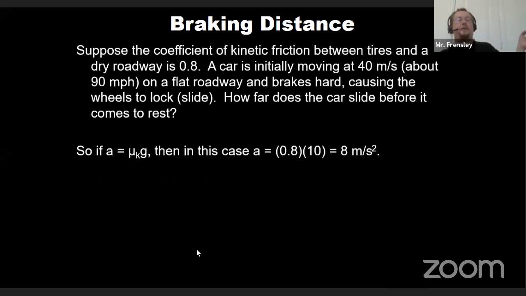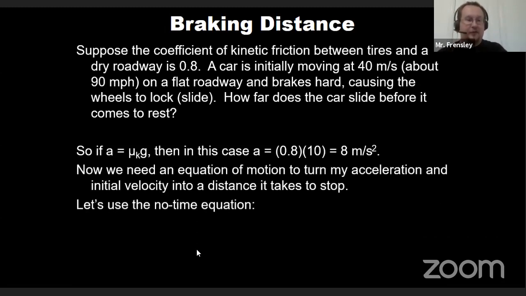All right. So now that I've got my acceleration of 8 meters per second squared, I need to change an initial velocity, final velocity 0, and an acceleration of 8 into a distance. The acceleration's 8. I need a distance. Sounds like a job for v squared equals 2ax. Now, I call v squared equals 2ax the no time equation. I'm going to let you take a guess why I call it the no time equation.